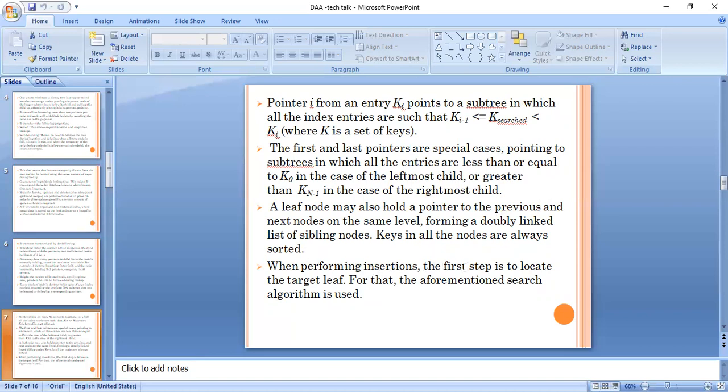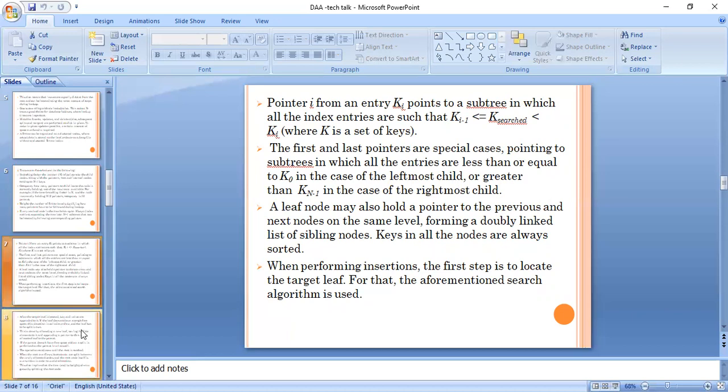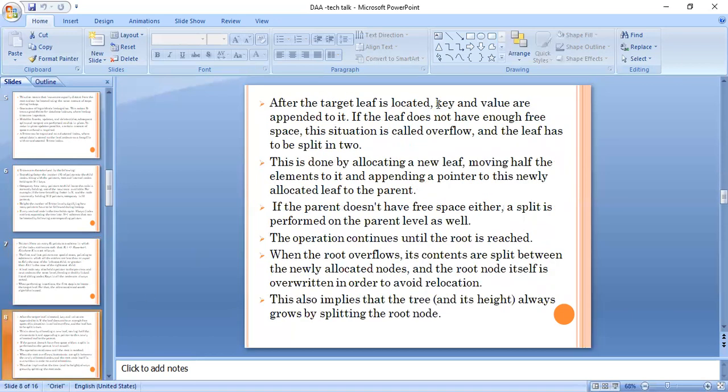When performing insertion, the first step is to locate the target leaf. For that, the aforementioned search algorithm is used. After the target is located, key and value are appended to it. If the leaf does not have enough free space, this situation is called overflow, and the leaf has to be split into two. This is done by allocating a new leaf, moving half the elements to it, and appending the pointer to the newly allocated leaf to the parent. If the parent doesn't have free space either, a split is performed on the parent level as well. The operation continues until the root is reached.